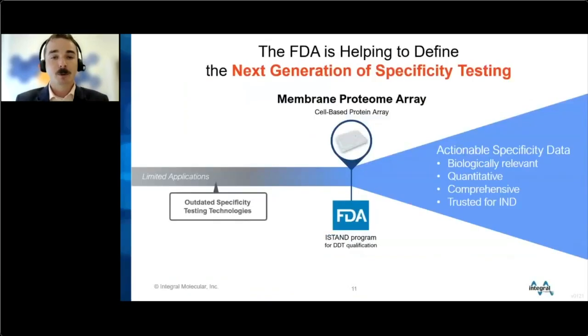This has now opened the door for the FDA to reevaluate outdated specificity testing technologies, specifically through the ISTAND program, which is a new program that has rolled out so that we can qualify new drug development tools, such as cell-based protein arrays. The FDA has really laid out a roadmap to create actionable specificity data that's biologically relevant, quantitative, comprehensive, and so that it can be trusted by the MPA or trusted by the IND.